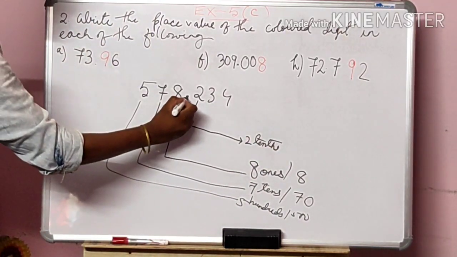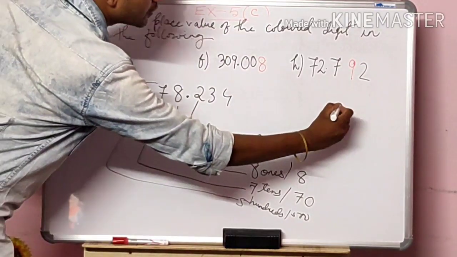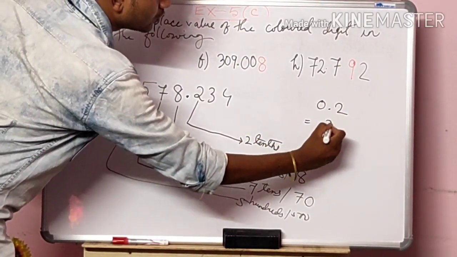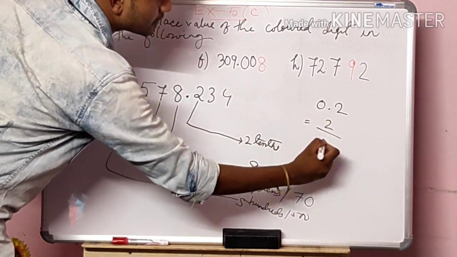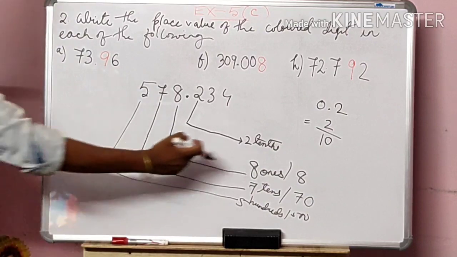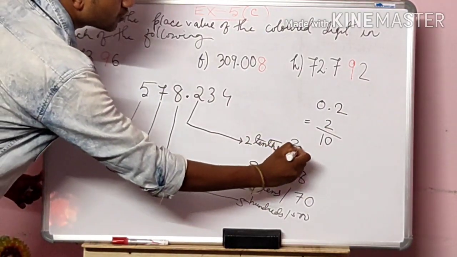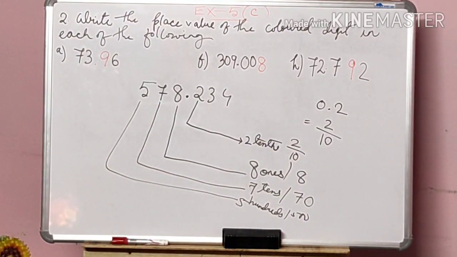Why is it 2 tenths? Because after the decimal there is only one number present. So I have told you that 0.2 can be written as 2, and after the point only one number is present, that means it can be written as 2 by 10. So that's why it is 2 tenths. So that means 2, and in the denominator it will be 10. That is the value of it.